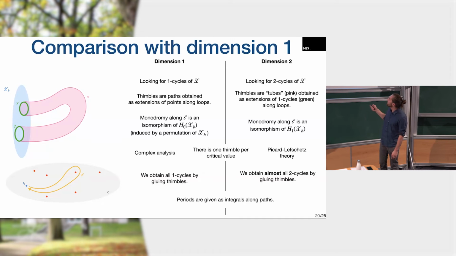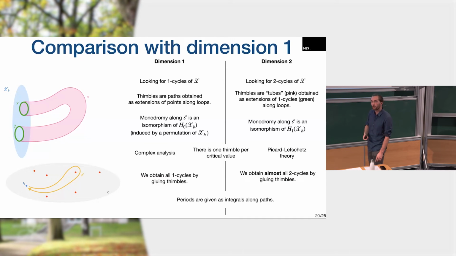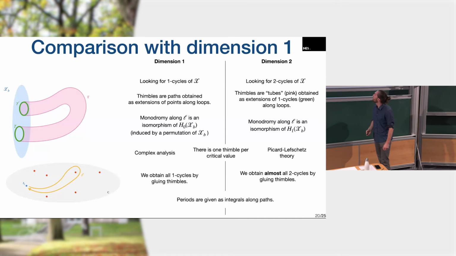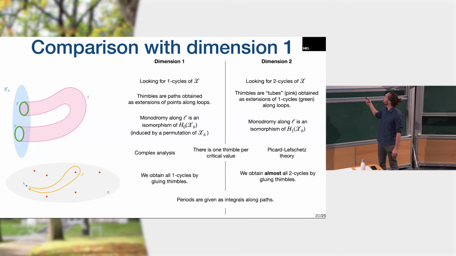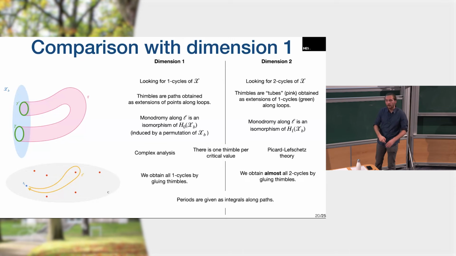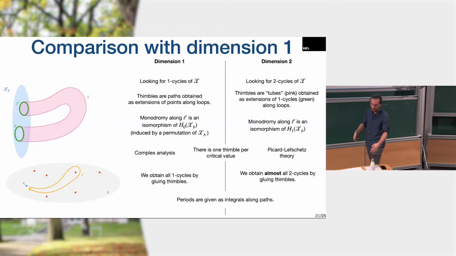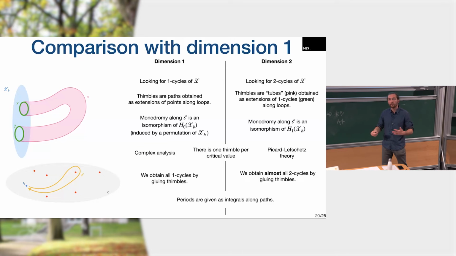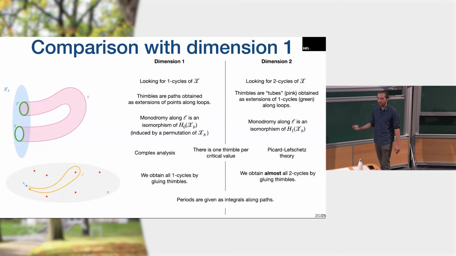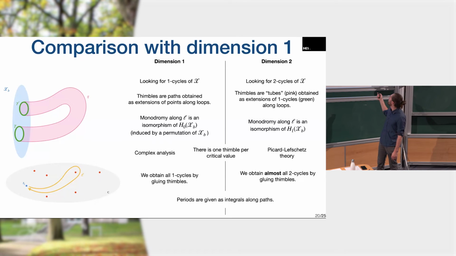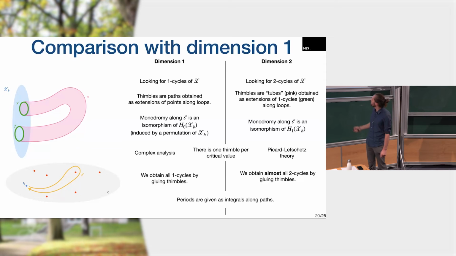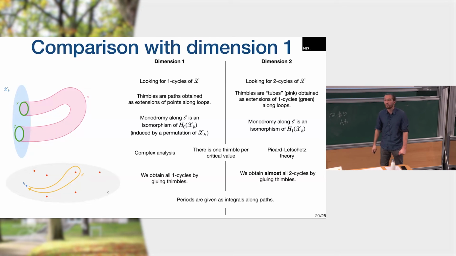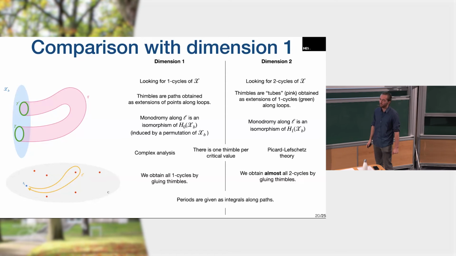The monodromy was given as some permutation of the points of the fiber, which you can understand as an isomorphism of the zeroth homology group of your fiber. In higher dimensions, or rather for the case of surfaces, the monodromy, well, this is the definition that sticks. The monodromy will be given by some isomorphism of the one cycles of the fiber. If your projection is generic enough, there is still precisely one thimble per critical value.